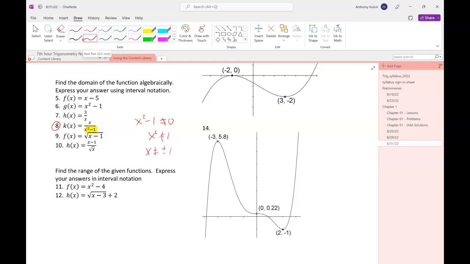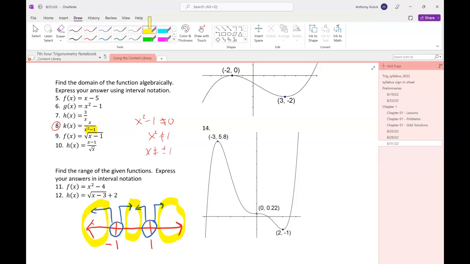So x is not equal to plus or minus 1. If I think about that on the number line, and maybe I'm not entirely sure how to write the interval for this, I would draw something like this. Not equal to negative 1 would be everything except for negative 1, and not equal to positive 1 would be everything except for positive 1. What I'm looking for are the overlaps. So I'd have an overlap here, an overlap here, and an overlap there.